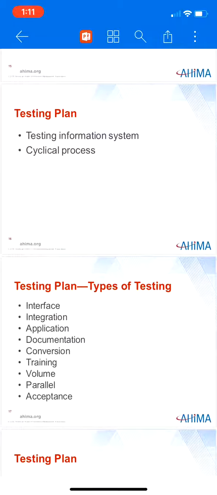And then over on 76, we have our last testing, which is our acceptance testing. Like parallel testing, acceptance testing occurs after go live. It is a time to verify that the information system is working as expected in a live environment.